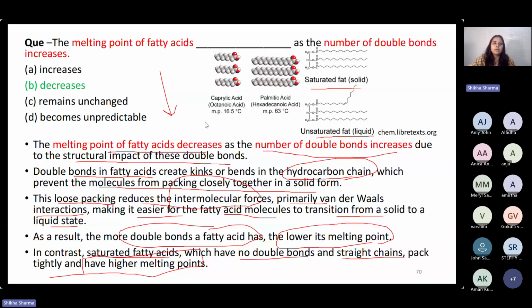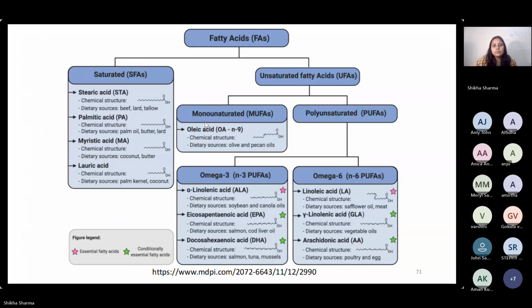So if we increase the double bonds, which is the level of unsaturation, then the fatty acids will not be packed efficiently, or the density of the packing efficiency will be lesser. Because of that, the melting point will be decreased. So basically fatty acids are classified into two types, the saturated fatty acids and the unsaturated fatty acids.